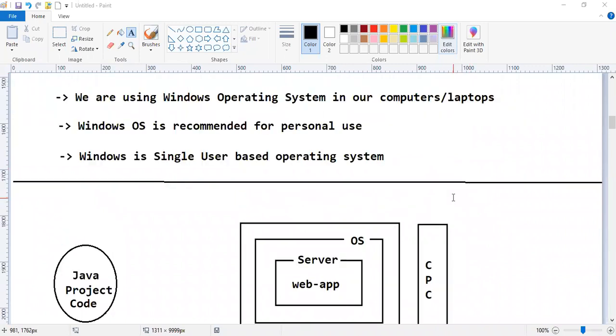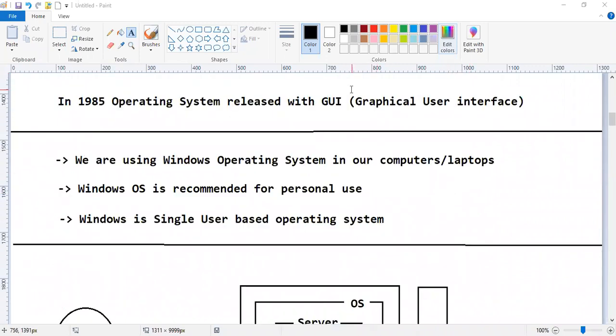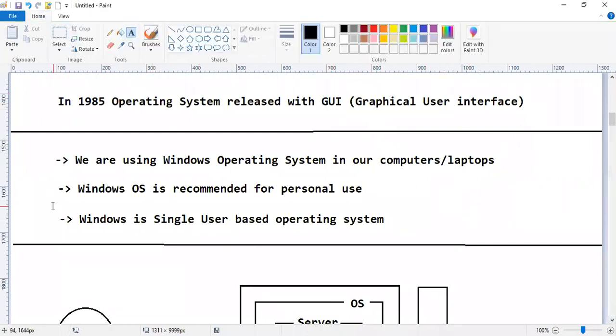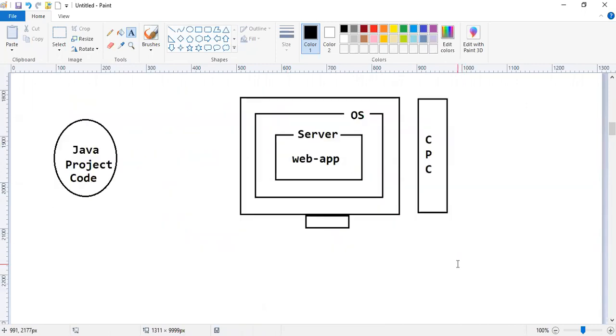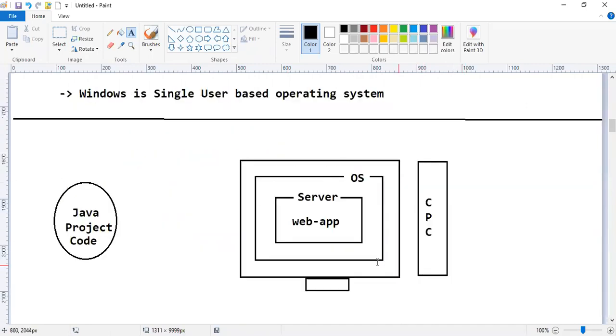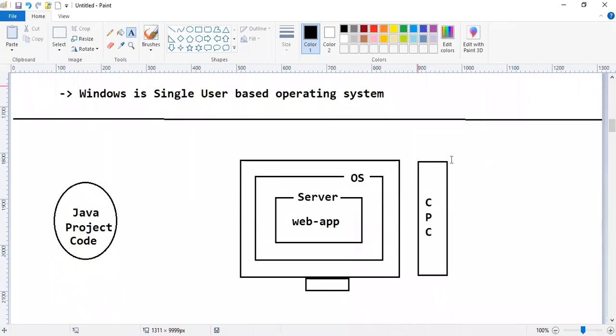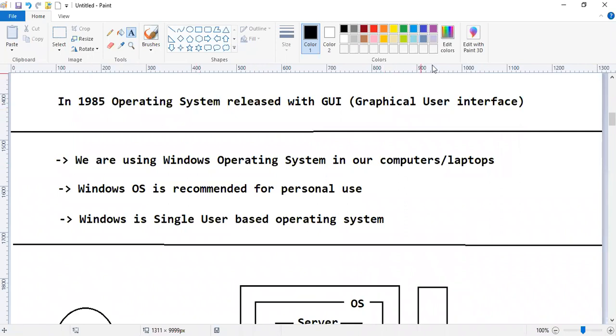The Windows operating system is given by the Microsoft company, and it has a GUI. This Windows operating system is recommended for personal use. If you are using a computer for your personal purpose, then you can go for Windows. But if you want to run your project in a company, Windows operating system is not at all recommended. No company will use Windows directly to run applications because Windows is costly.